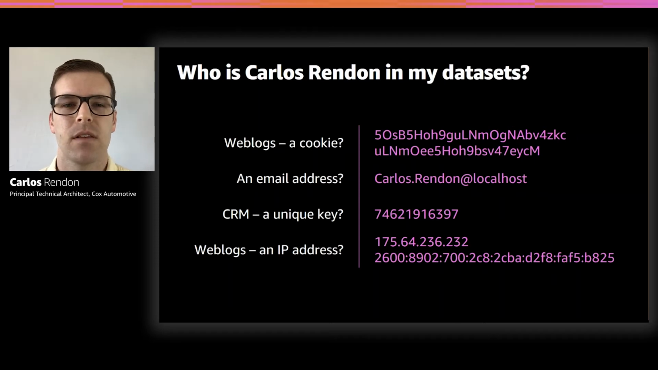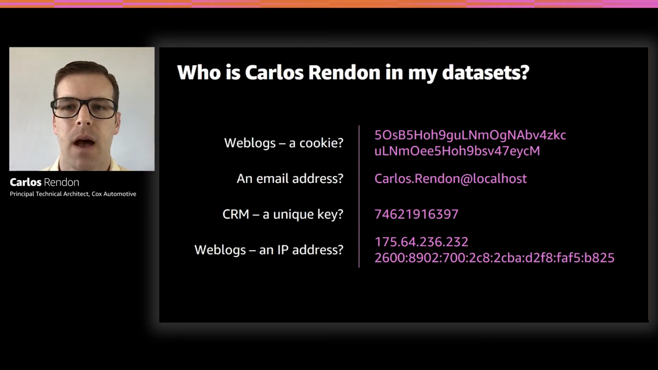If you think about myself, Carlos Rendon, and how I look in our Cox Automotive data, you can see that I've got a lot of different identifiers. I may have multiple different cookies in our web logs. If I submit a lead, I'll have an email address. And if you're like me, you probably have more than one email address. You probably have several.